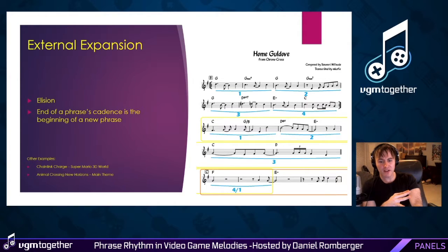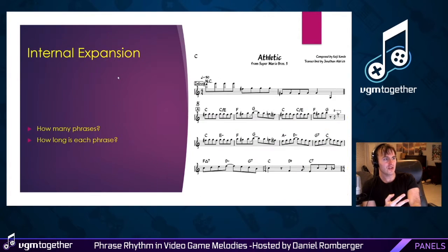So we've talked about external expansion. External expansion, again, being where the additional material that throws off phrase rhythm occurs outside of a phrase. So now let's talk about internal expansion. So with these, now that you're getting a little bit of a gist on how to feel the hypermeter and how to count along, I'm going to leave this to you all first. So I'm going to play the example, which is the athletic theme from Super Mario Bros. 3, and I'm going to ask you the question, how many phrases and how long is each phrase? And I will show you my diagram of the situation right after this.